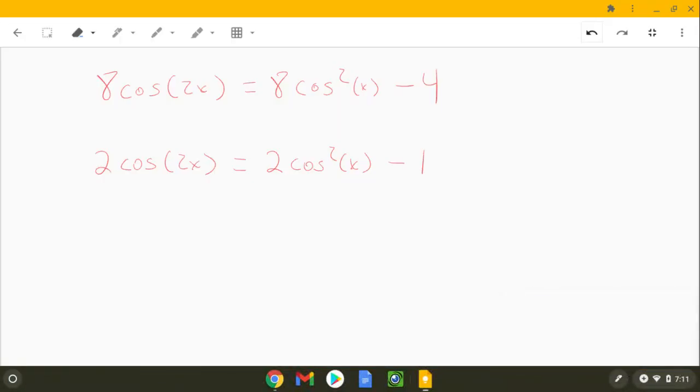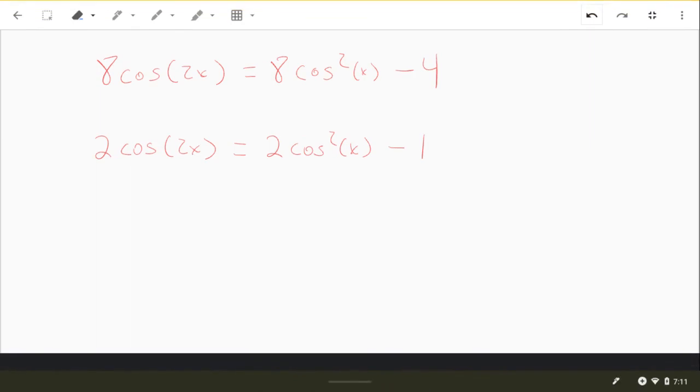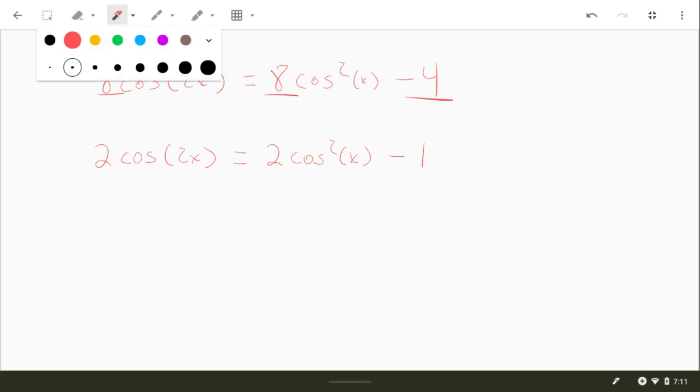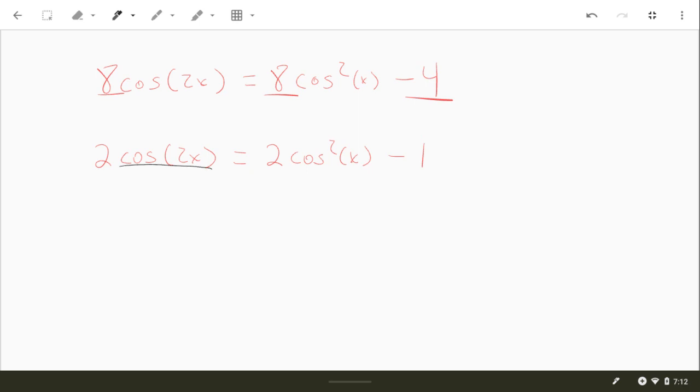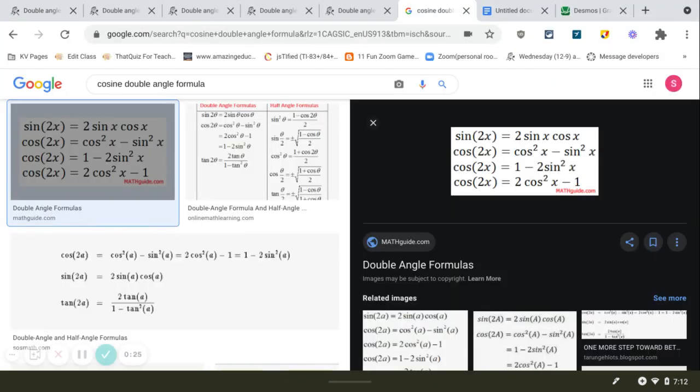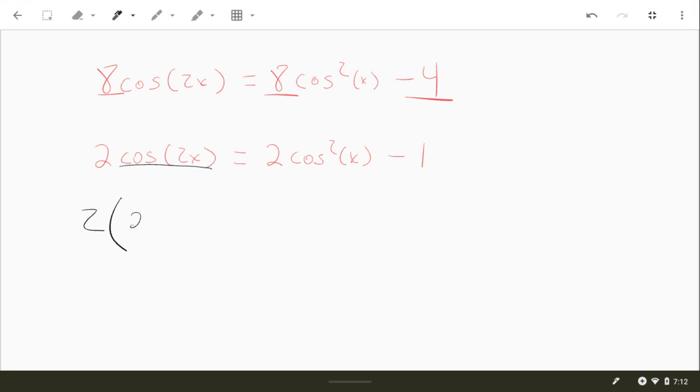All right. For this problem, what I did first was, since 4 divides evenly into all of these, I just divide the whole equation by 4. All right. Now what I'm going to do is replace the cosine of 2x with one of the old identities, and I'm going to use 2 cosine squared x minus 1. So 2 cosine squared x minus 1.